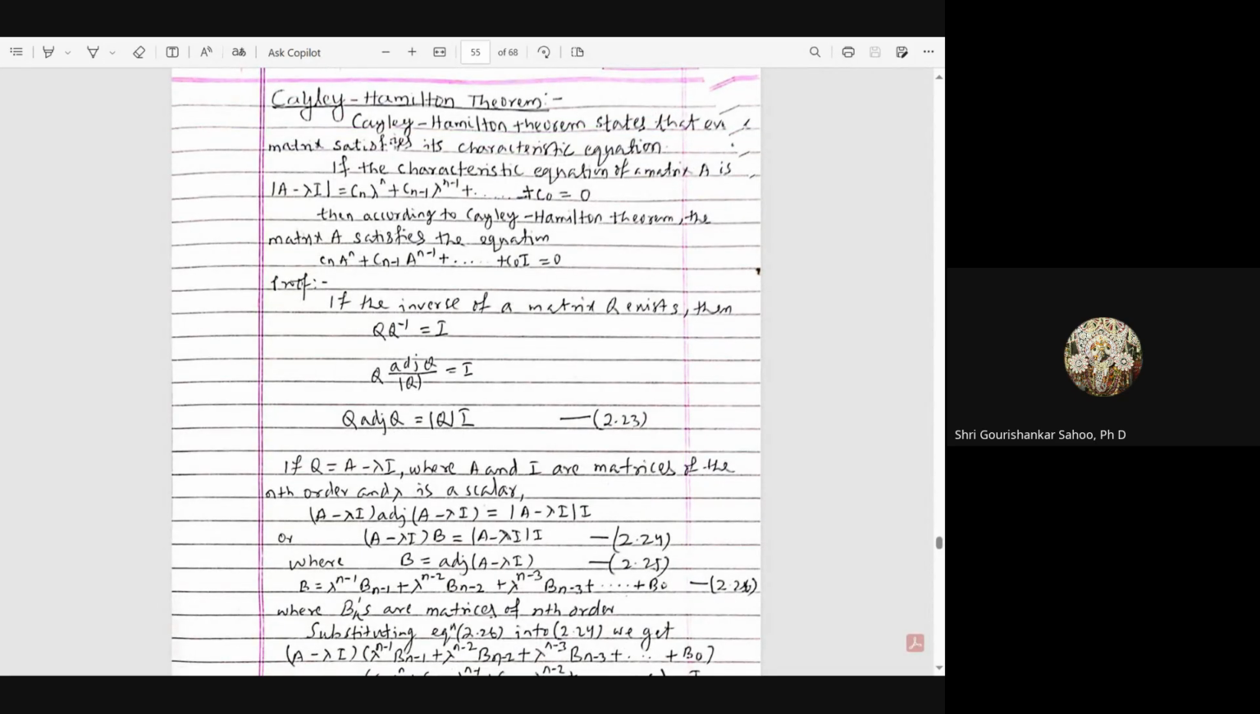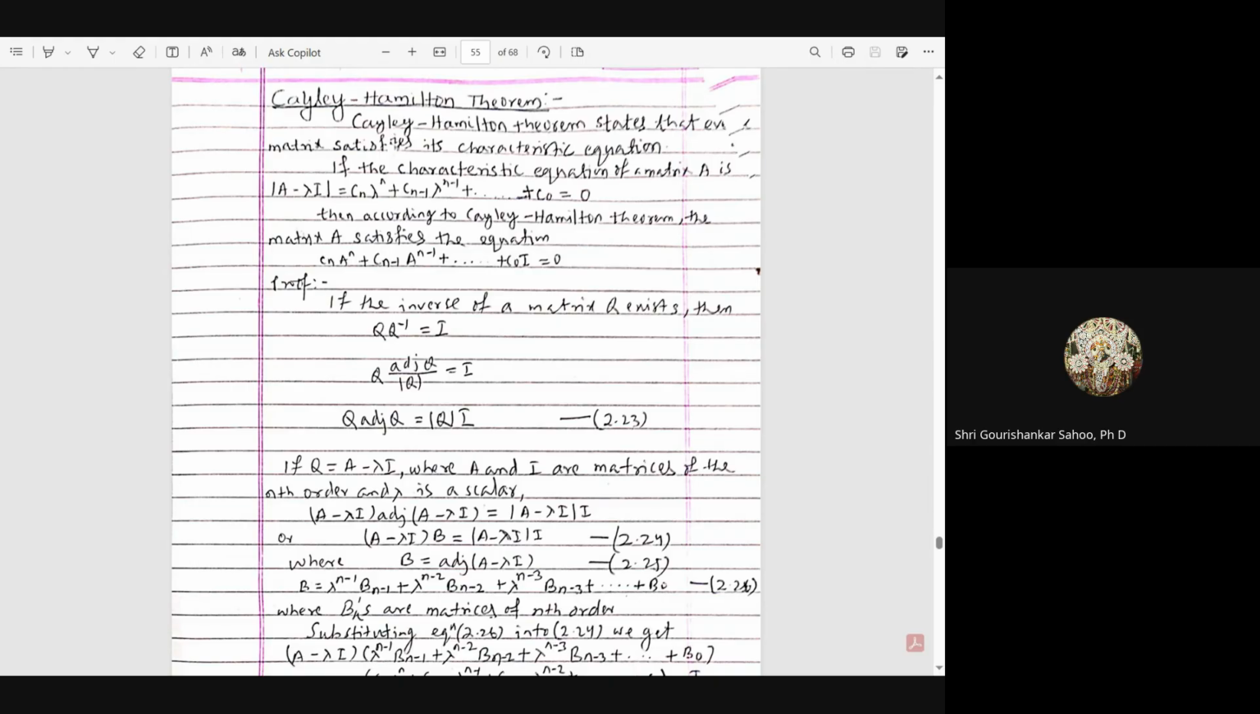Then the Cayley-Hamilton theorem. The Cayley-Hamilton theorem states that every matrix satisfies its characteristic equation. If the characteristic equation of a matrix A, that is, determinant of A minus lambda I, is equal to Cn lambda to the power n plus Cn minus 1 lambda to the power n minus 1 plus so on and so forth, C0 is equal to 0, then according to the Cayley-Hamilton theorem, the matrix A satisfies the equation Cn A to the power n plus Cn minus 1 A to the power n minus 1 plus so on and so forth plus C0 I is equal to 0.